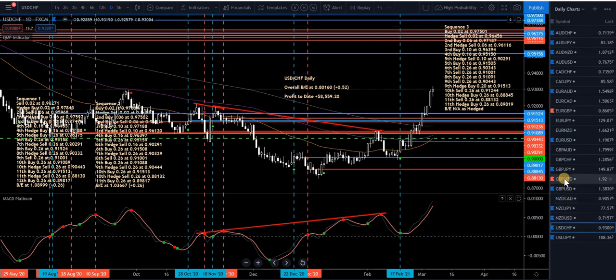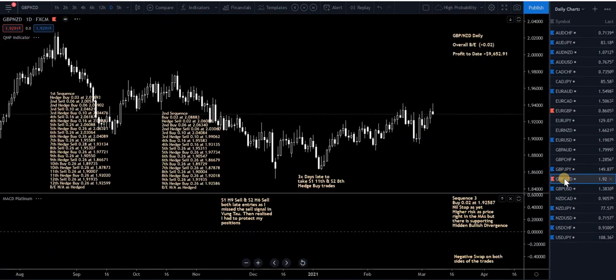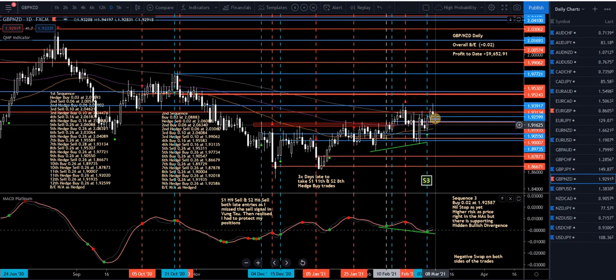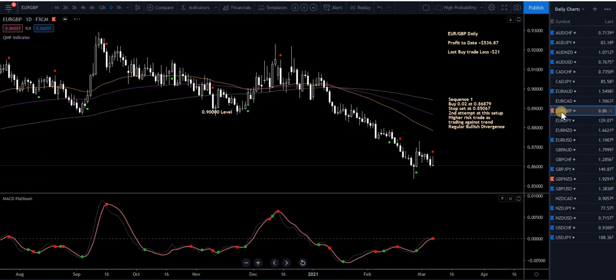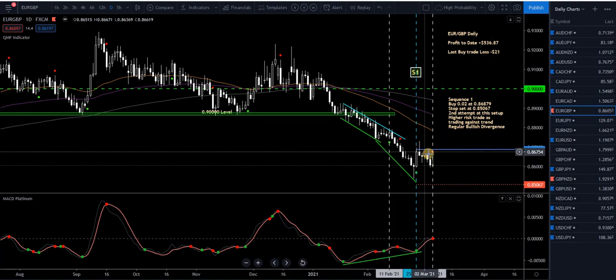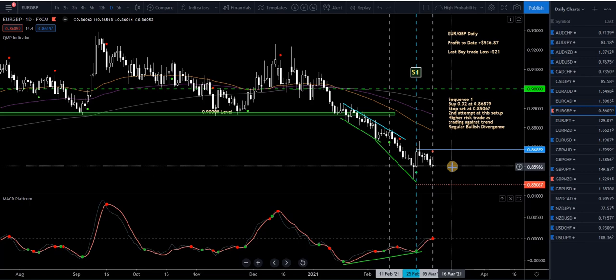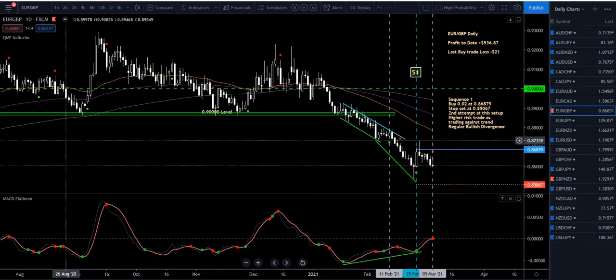So on Monday, pound New Zealand, looking at closing half of that sequence 3 buy trade if I can and putting a stop in place, and euro pound looking at closing this buy trade for a loss based on that sell signal if everything opens close to where it closed on Friday. So that's it for the weekly charts.